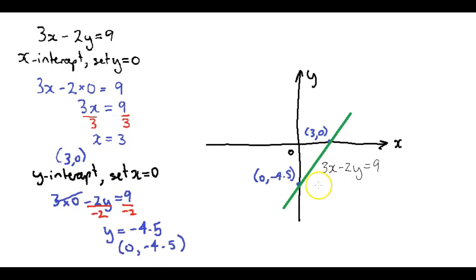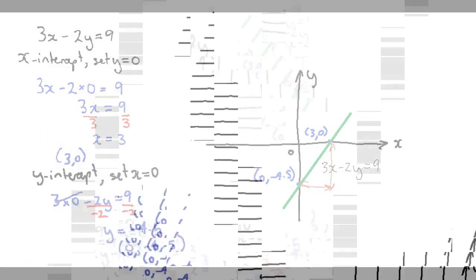If I wanted to find the gradient of this straight line, I could simply put my gradient triangle on it and work out the vertical distance here over the horizontal distance here between my two known points, and it would be 4.5 divided by 3, which is 1.5, and it's a positive gradient.